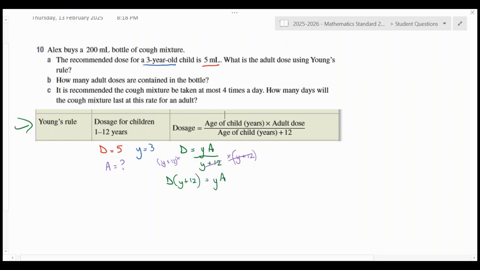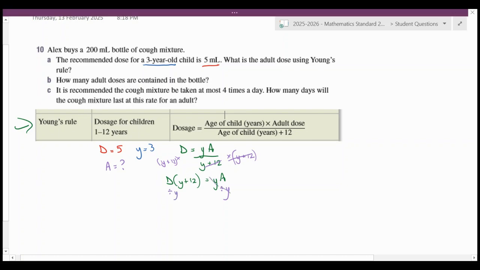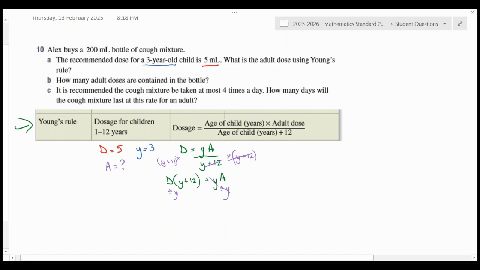Okay, we're almost there. We've got Y times A. How do we get rid of it? We divide by Y because we want A on its own. So those will cancel each other out, which will leave us with D Y plus 12. And remember, we're dividing everything by Y. So it's D Y plus 12 over Y equals A. And there you go. We have just rearranged Young's rule so that we've got the adult dosage as the subject.